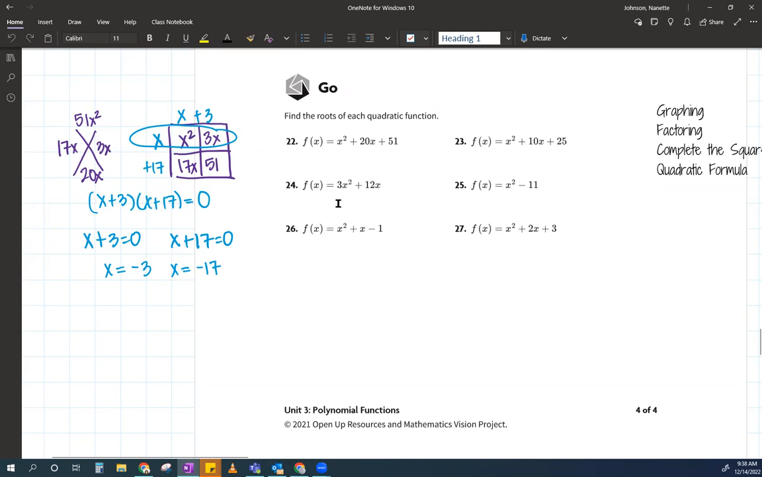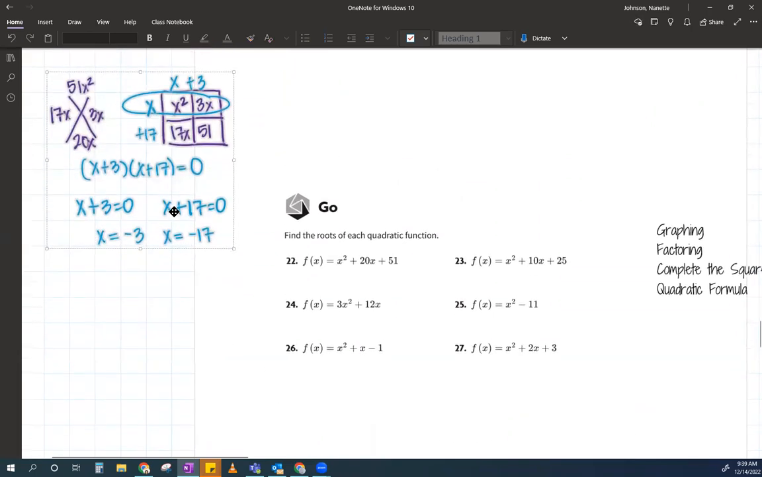The other way that I could check this is I should look at the graph of this, and where this parabola hits the x-axis should be at -3 and -17. Okay, so those are a couple ways for you to check those. Okay, I'm going to move all this up so I can do number 24. We'll do that so you can kind of see it as I move on.